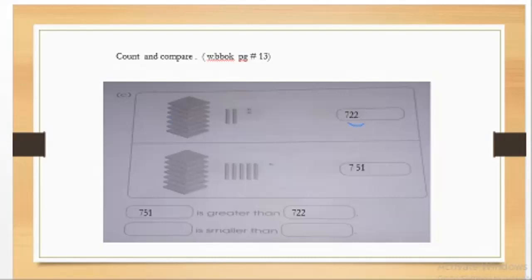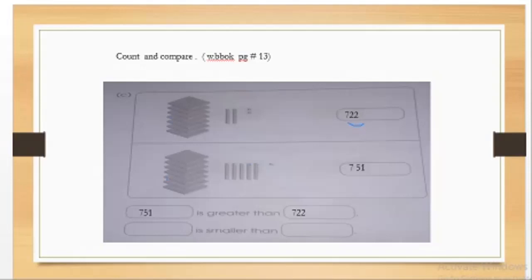100, 200, 300, 400, 500, 600, 700. Yes, again we have 700 in this first area, so we will write 7 over here. How many tens in it? 1 ten, 2 tens, 3 tens, 4 tens, 5 tens. I mention the digit 5 over here. How many ones we have? 1. So I mention the 1.